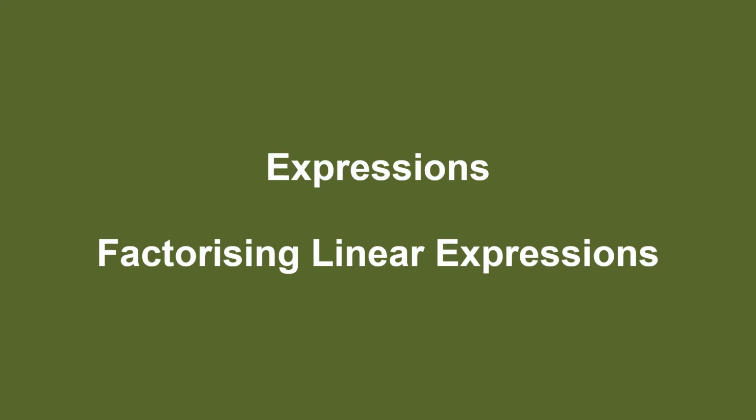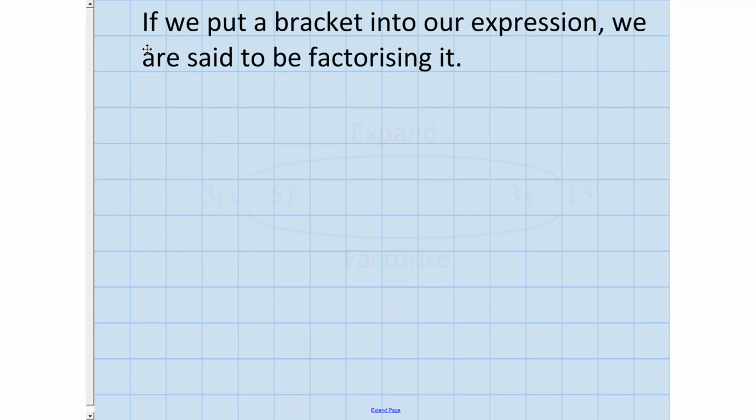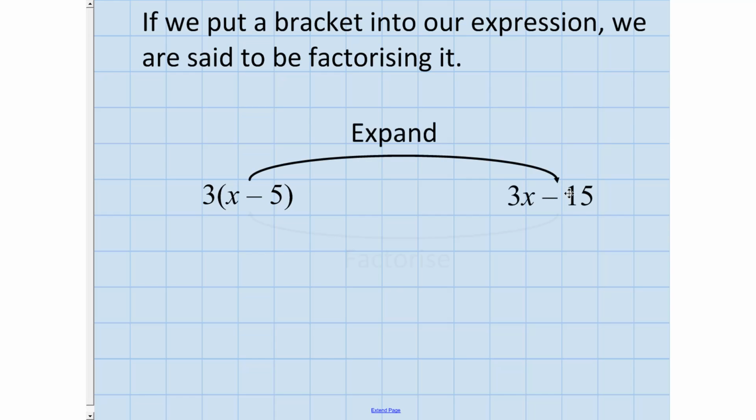Factorising linear expressions. Now if we put a bracket into our expression, we are said to be factorising it. So in the previous video we looked at 3 and then in brackets x minus 5, and we expanded it to get 3x minus 15. We took the brackets out. If we go the other way, and we have 3x minus 15, to get to 3 and then in brackets x minus 5, we are said to be factorising it.